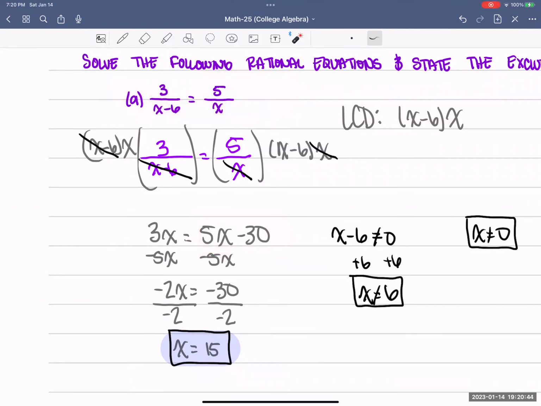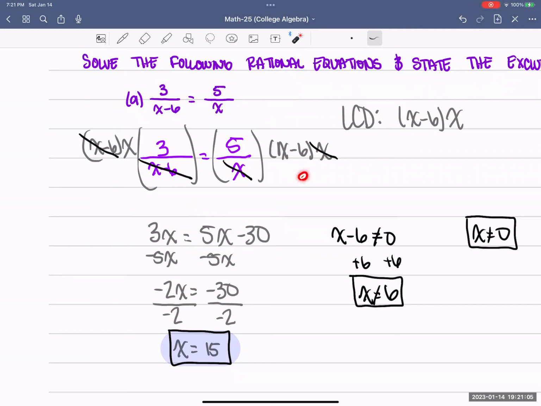So now this only works when we have one fraction equal to one fraction. We call this cross multiplication because we can multiply across this way and multiply across this way. So numerator times denominator, then denominator times numerator. It only works if we have fraction equal to fraction.